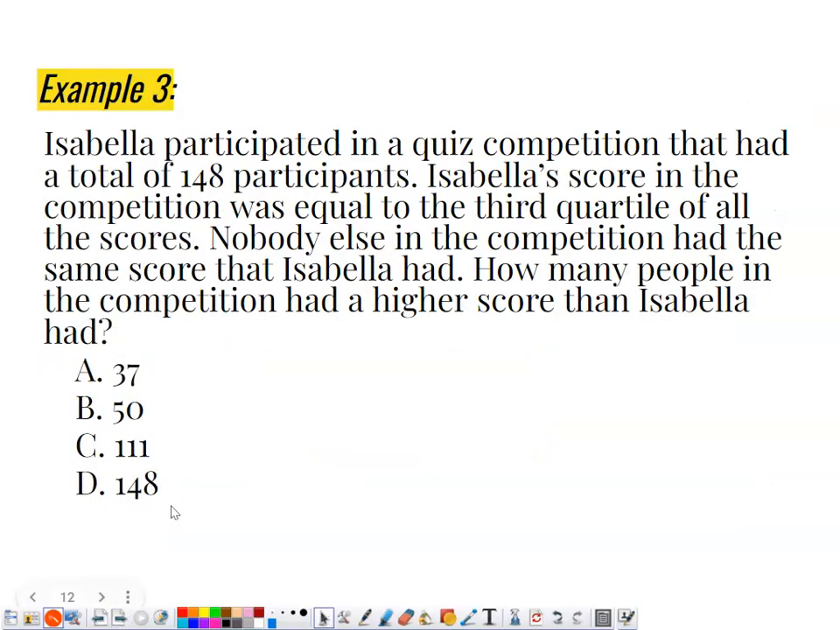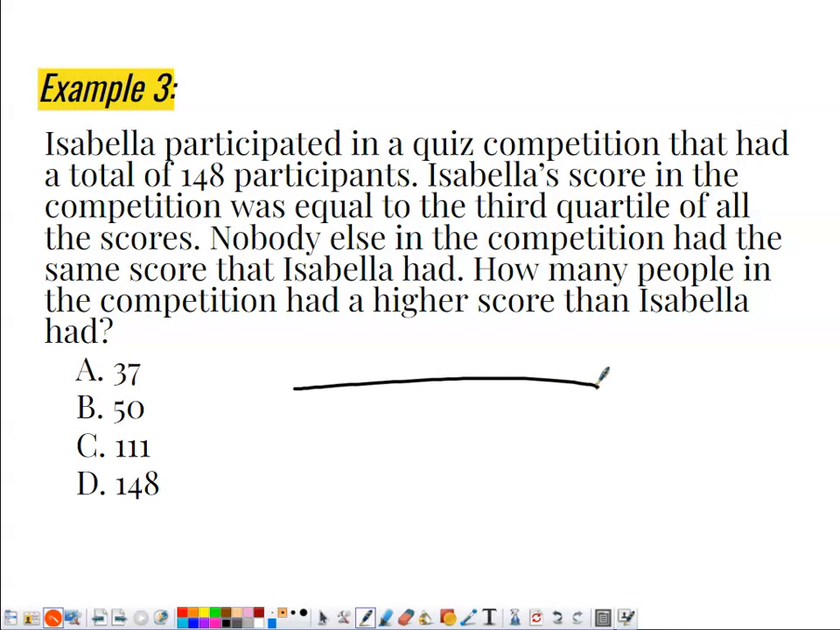And last one, Isabella participated in a quiz competition that had a total of 148 participants. Isabella's score in the competition was equal to the third quartile of all the scores. Nobody else in the competition had the same score that Isabella had. How many people in the competition had a higher score than Isabella? So same thing, we're going to go ahead and create that box and whisker. Isabella is a great test taker, so she is in that third quartile, right? So we know that Isabella is here.